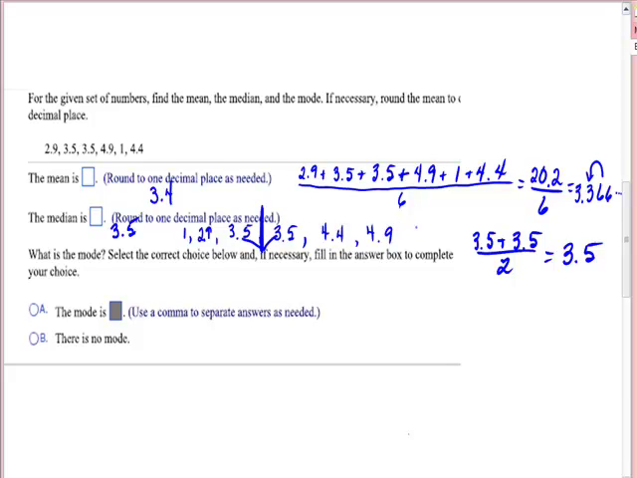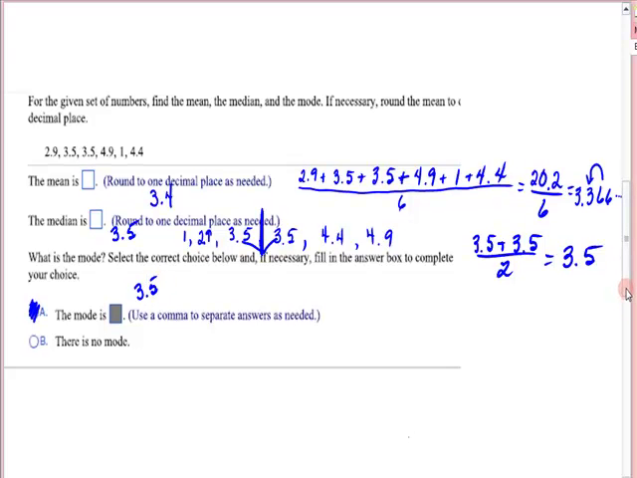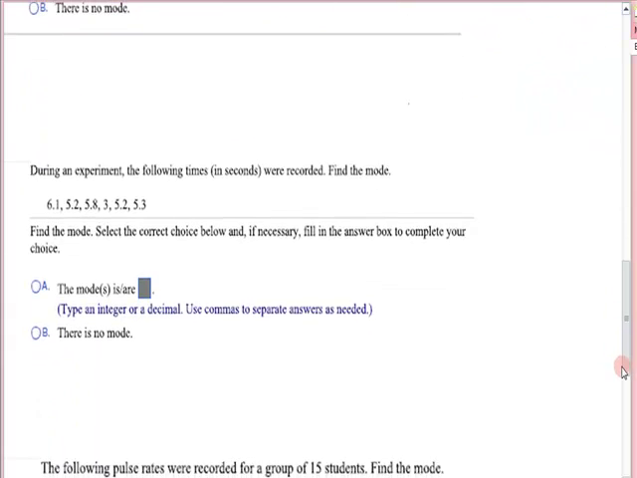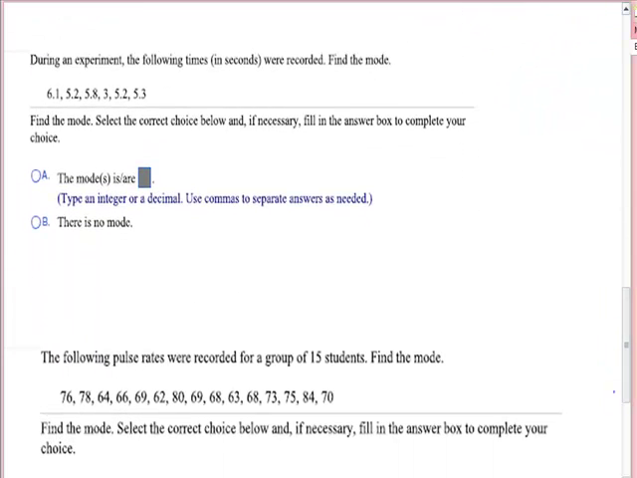Now the mode, I look at my list. Is there a number that shows up more frequently than any other number? Yes. 3.5 shows up twice. So it's the winner. It's the mode. Let's practice a little bit with mode again. It says, what's the mode? I don't have to figure out anything else. I can leave it like this, or I can put them in order. But I notice that I have a 5.2 and a 5.2 and nothing else repeats, which means the mode is 5.2.